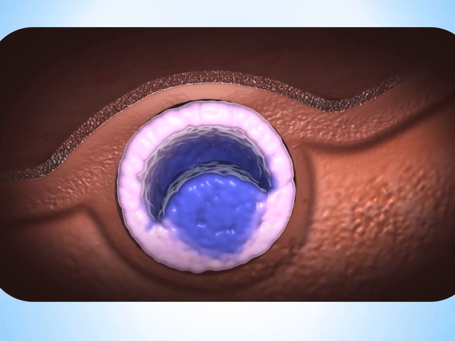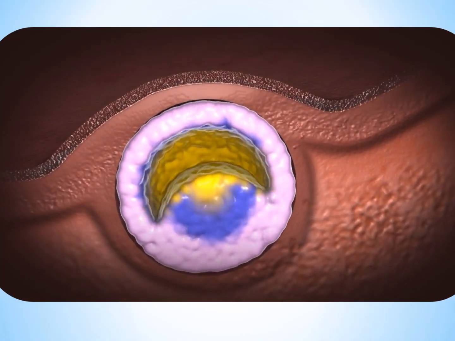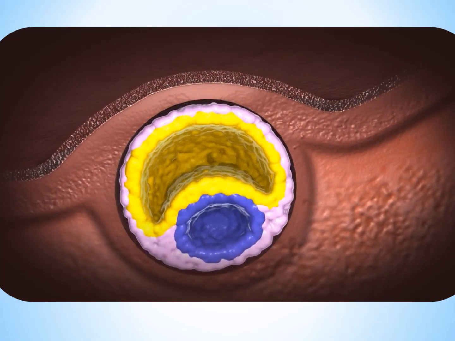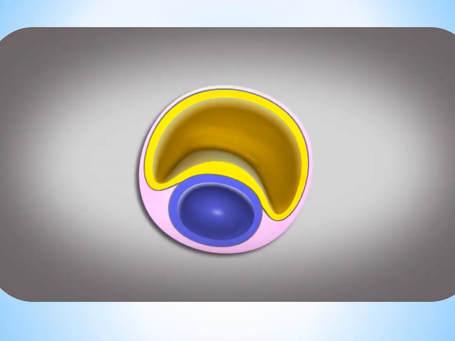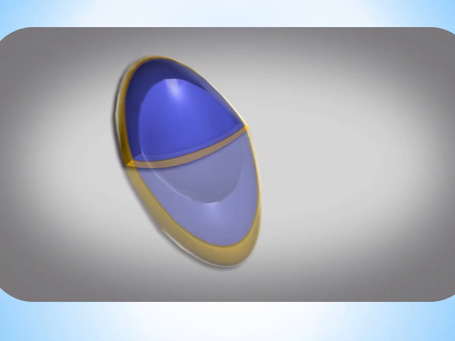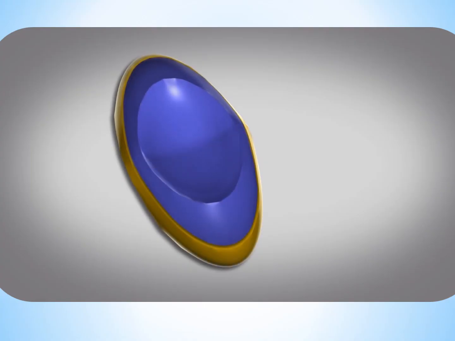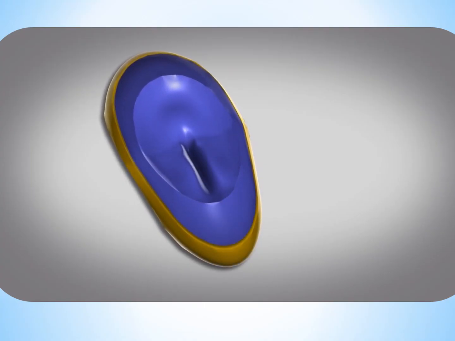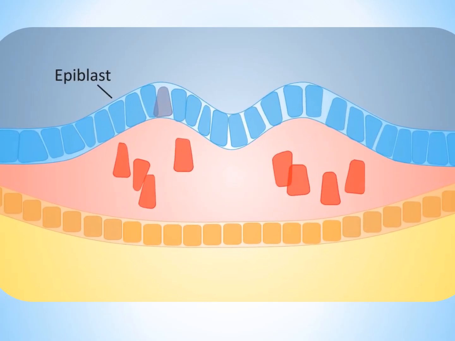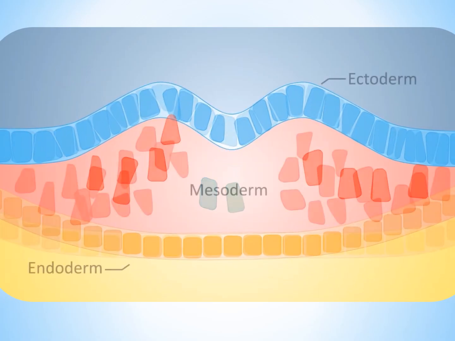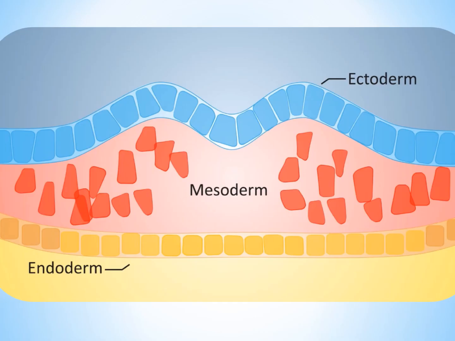During the 2nd week of development, the inside of the blastocyst, known as the embryoblast, becomes 2 layers, the hypoblast and the epiblast layers. Together, these layers form an oval-shaped disc-like structure. In the 3rd week of development, a streak is created on the surface of the epiblast, during which time the cells of the epiblast detach and migrate. These migrating cells create 3 layers, the ectoderm, mesoderm, and endoderm layers, which go on to contribute cells to form all the tissues and organs in the human body.